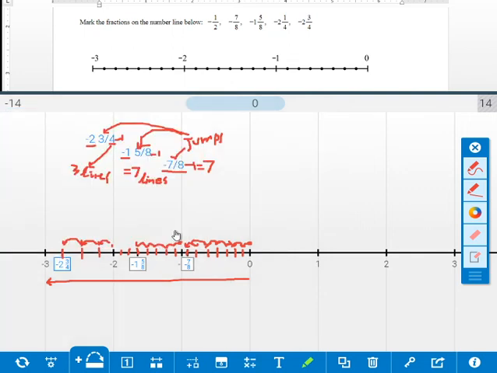So in this way we can draw any number and any decimal on a number line. Hope you understand this, and if you have any confusion you may let me know.